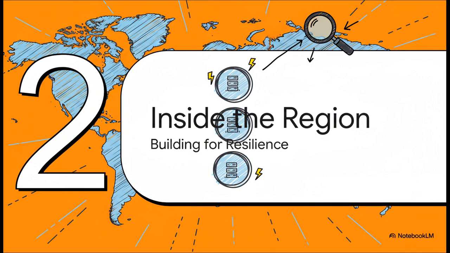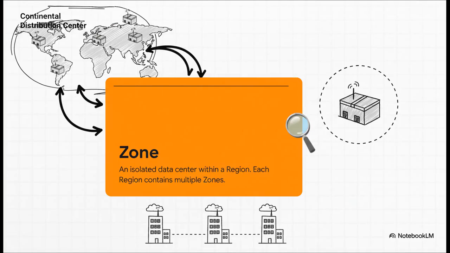But what happens if something goes wrong inside one of those locations? A local issue. For that, we've got to zoom in a level deeper, from the region to what GCP calls zones. Okay, so a zone is basically an isolated data center. Think of it like a specific building that lives inside a region. And if we stick with our analogy, if the region is your whole continental distribution center, a zone is like one single warehouse in a specific city on that continent. Every region has a few of these, and they're all built to be separate from each other.